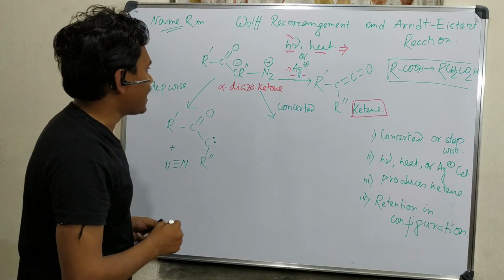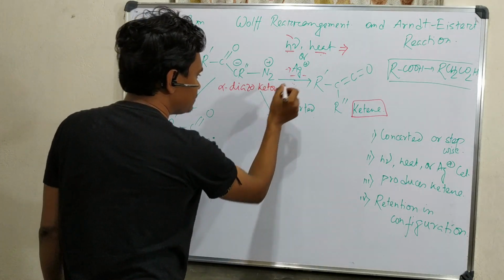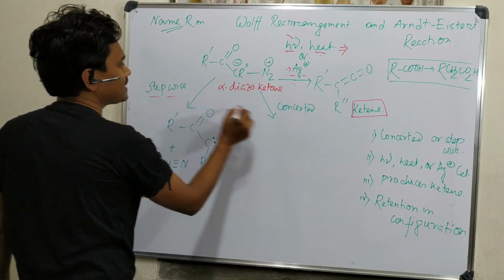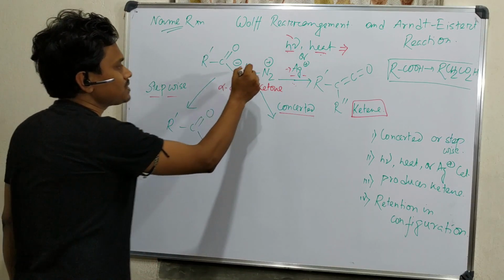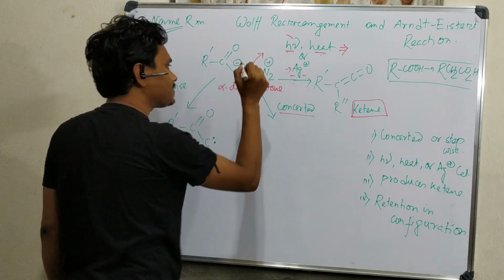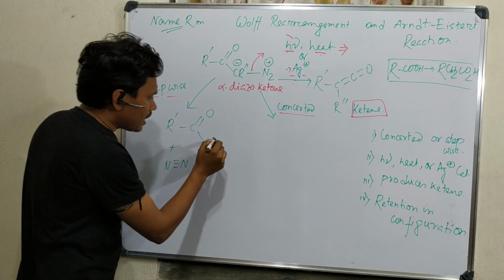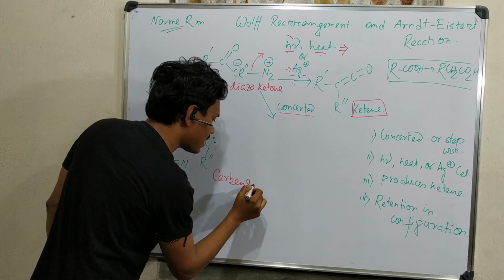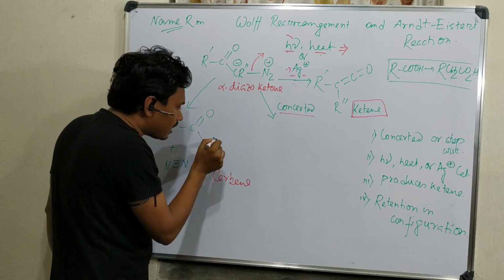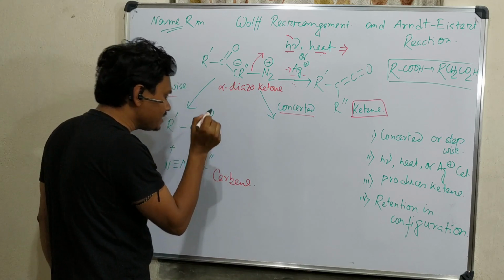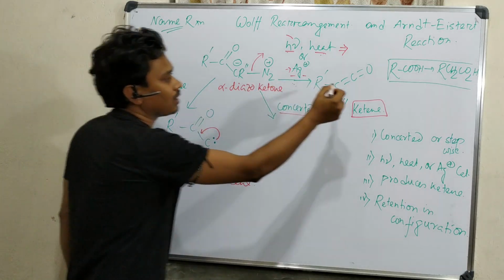Okay, so what happens actually? This process could be achieved in two ways. One is stepwise and another is concerted. Stepwise means this nitrogen is eliminated in the first stage, which results in the formation of a carbene intermediate, and that carbene will undergo rearrangement to produce the ketene.